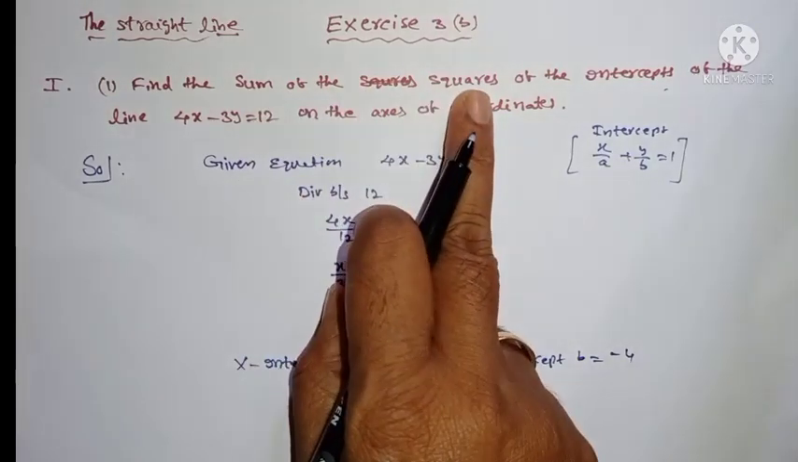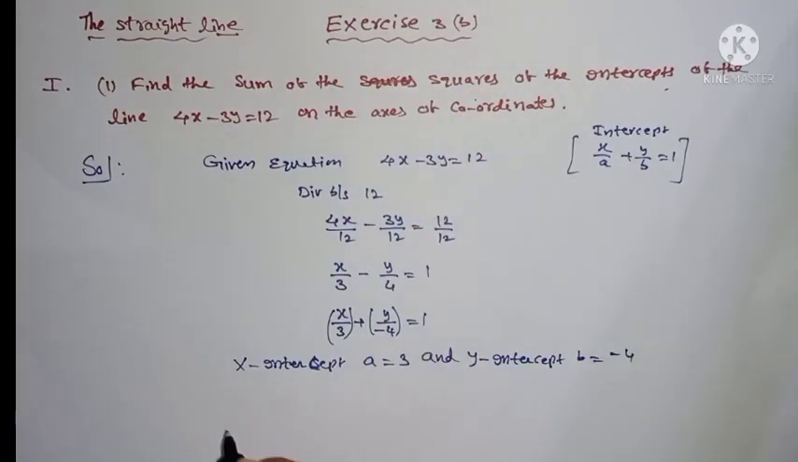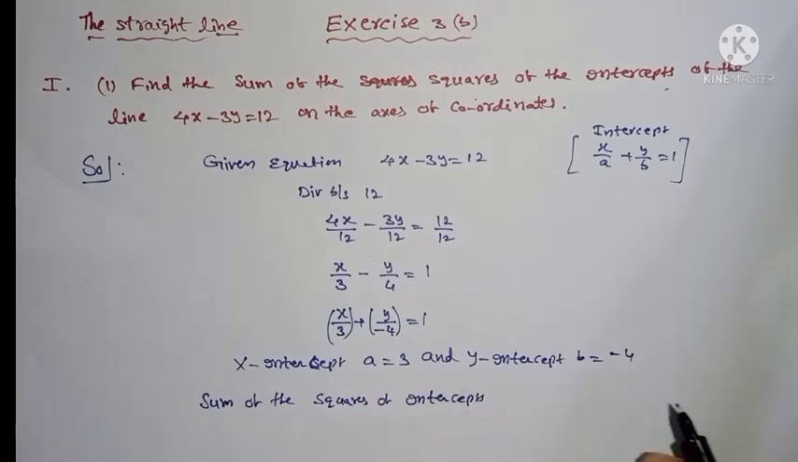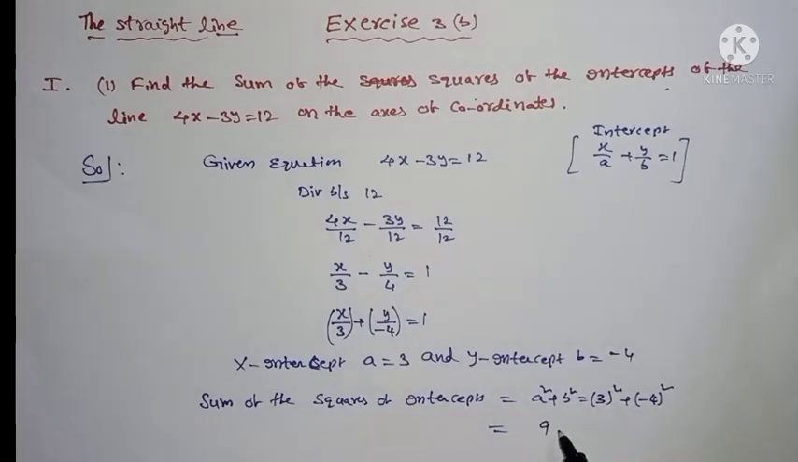But the sum of the squares of the intercepts is what is asked. How can I write that? It is a square plus b square. That is, I can write 3 whole square plus minus 4 whole square is equal to 3 square is nothing but 9 plus 4 square is nothing but 16 is equal to 25. Therefore, the answer is 25 only. Clear?